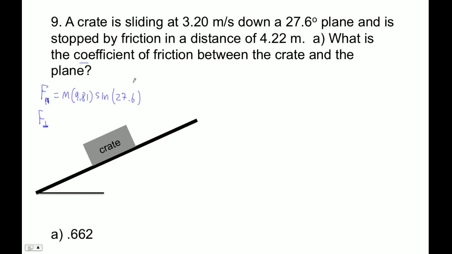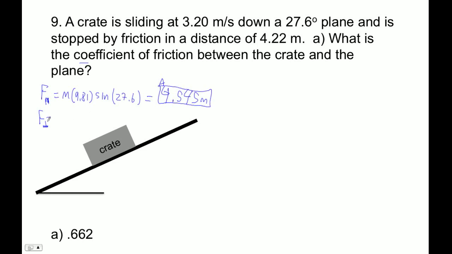9.81 times sine of 27.6. I'm going to store that in A just for fun. Okay, and that is 4.54. How many sig figs? We got 3. 4.545. Dang it. 4.545 m. Okay, and I'm storing that in A.